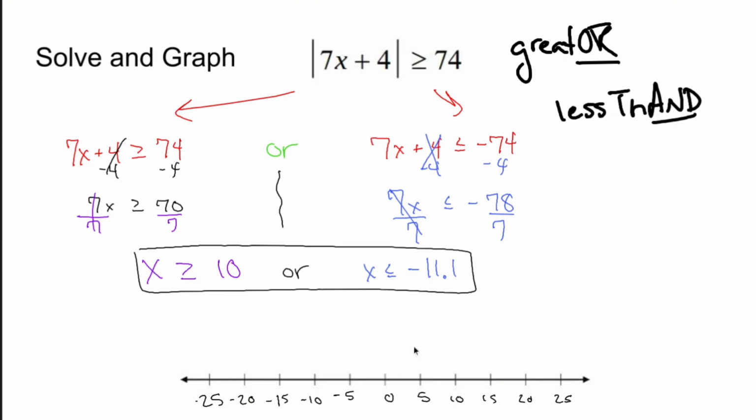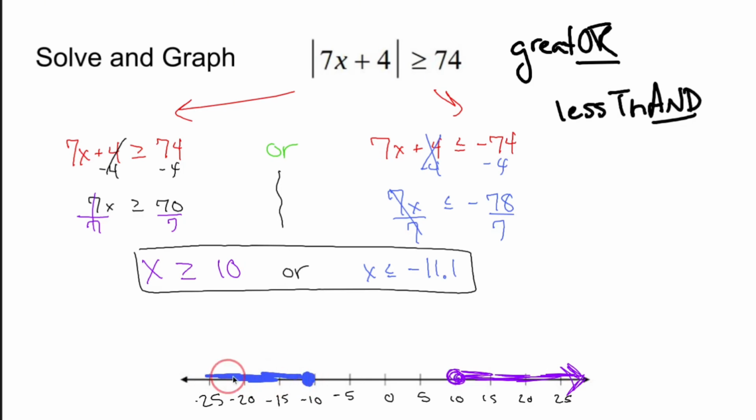x is greater than or equal to 10. Put a circle at 10, fill it in, and shade everything to the right side. x is less than or equal to negative 11.1. Here's negative 10, so negative 11.1 might live somewhere around there. Fill it in, shade to the left.